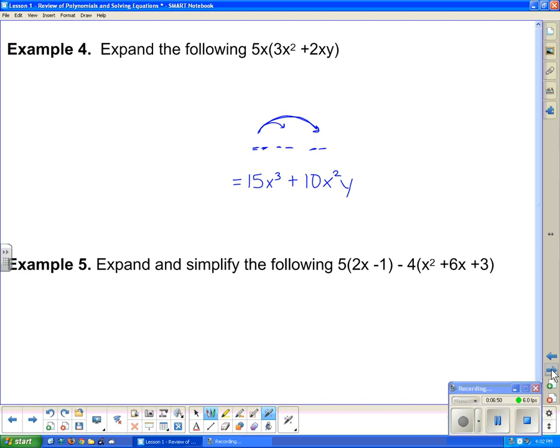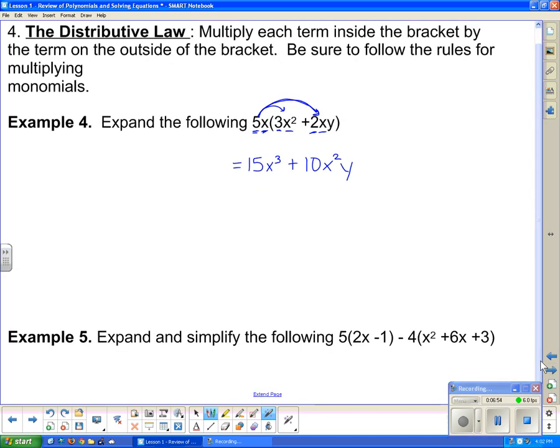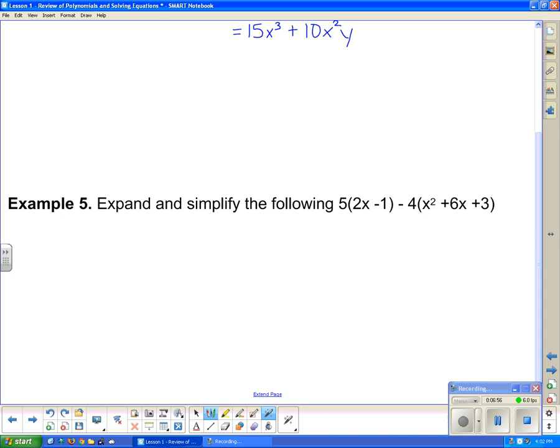Now this one here, where it says expand and simplify the following, there's a little bit more to it because there's two places where I'm going to do the distributive law. The first thing I'm going to do is multiply the 5 through the brackets. And so that's going to give me 10x minus 5.